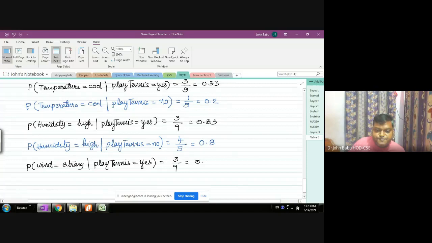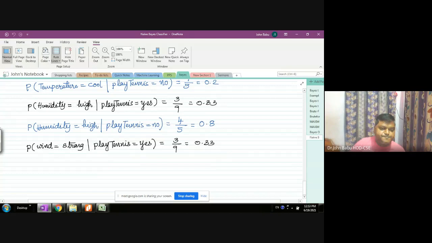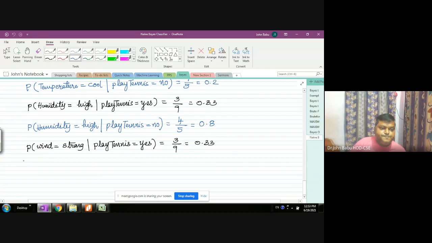and given play tennis equal to no is 3 by 5, that is equal to 0.6.